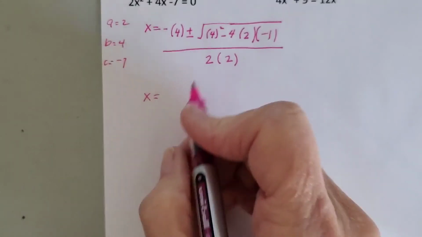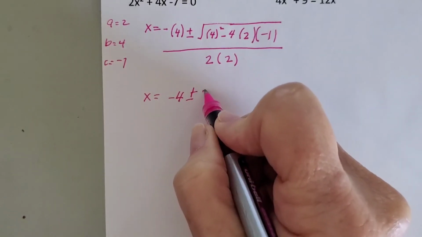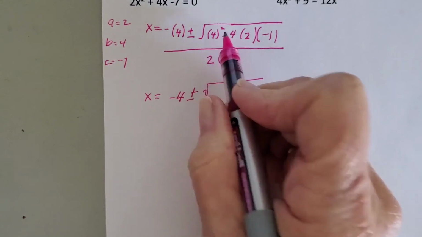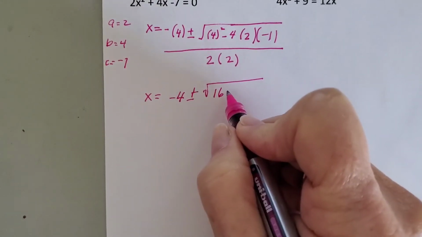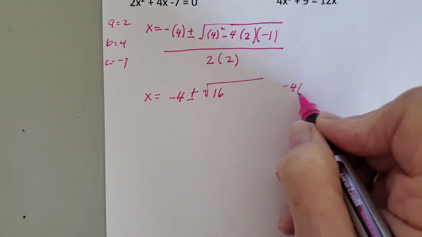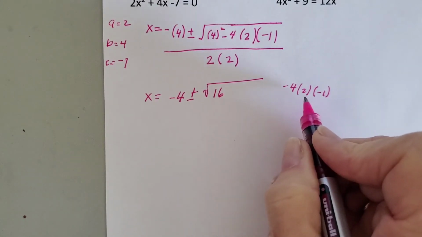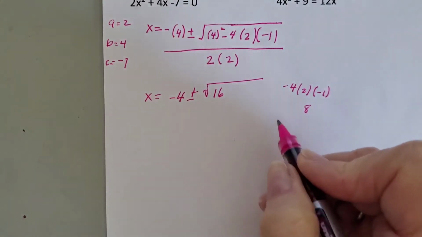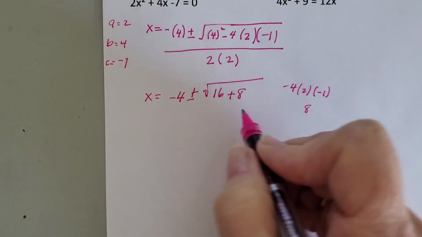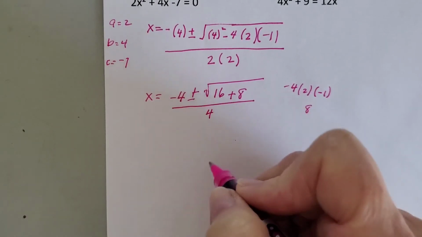So the opposite of 4 is -4, plus or minus square root, radical sign means the same thing. 4 squared is 16. This I'm going to take off to the side. -4 times 2 times -1. So that's -8 times -1. That's a +8. So we're going to add an 8 to this. And the denominator is 2 times 2, which is 4.